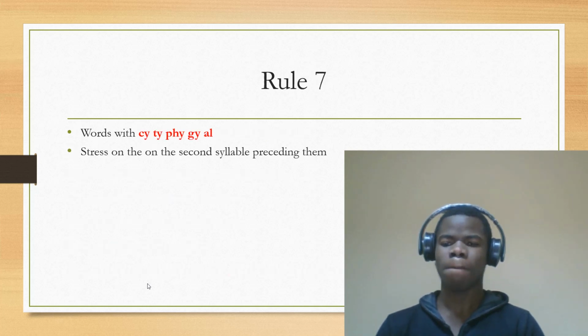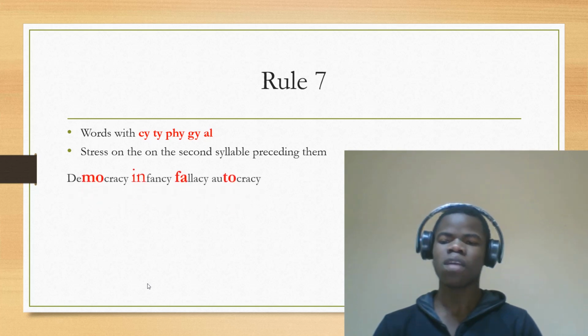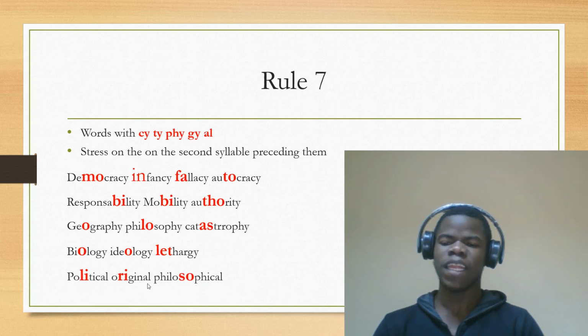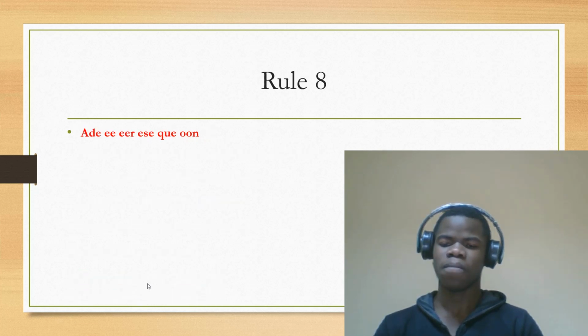Rule number 7. When you have a word ending with CY, TY, PHY, and so on, the stress is on the second syllable that precedes them, such as in democracy, infancy, fallacy, autocracy, responsibility, mobility, authority, geography, philosophy, catastrophe, biology, ideology, lethargy, political, original, philosophical, and so on.